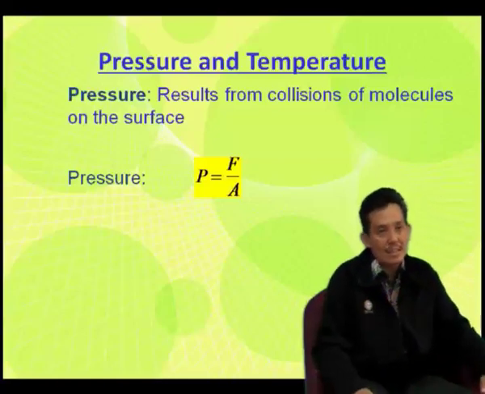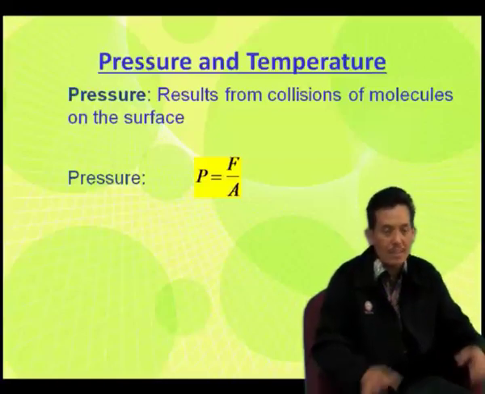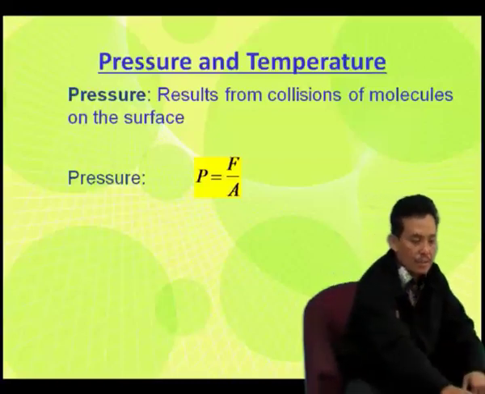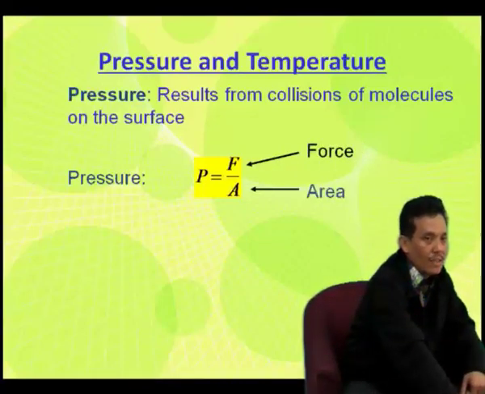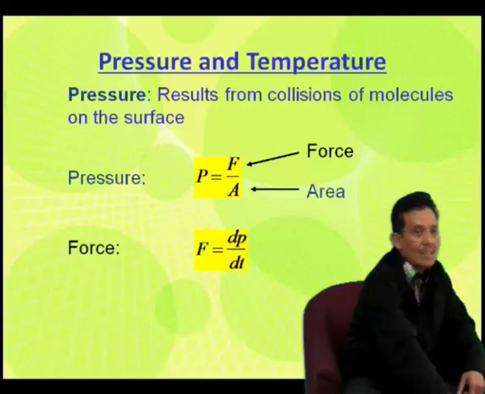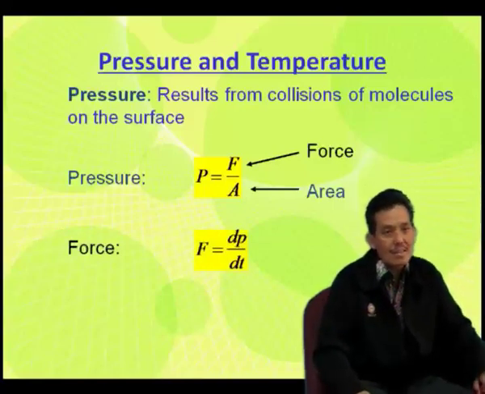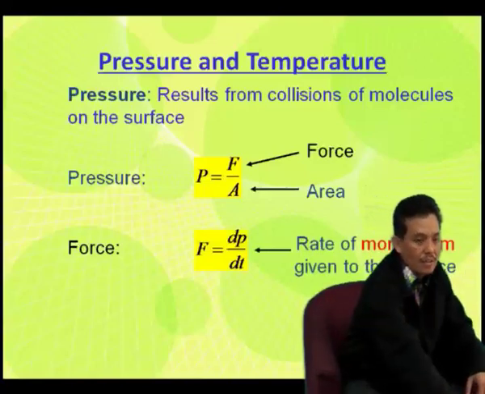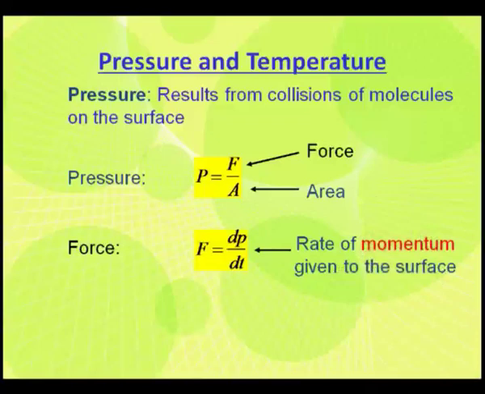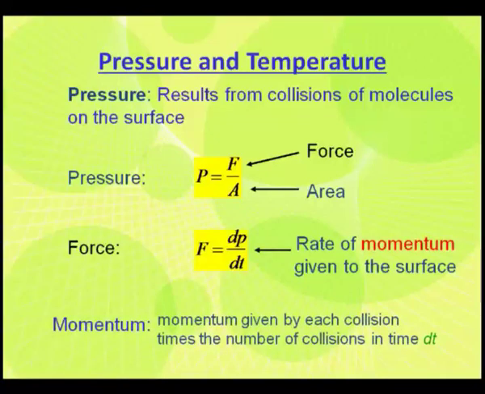And we know that pressure is equal to the force divided by the area of the surface. So force divided by area, and force itself is equal to dp per dt, and that is called the rate of momentum given to the surface. Momentum is given by each collision times the number of collisions in time delta t or dt.